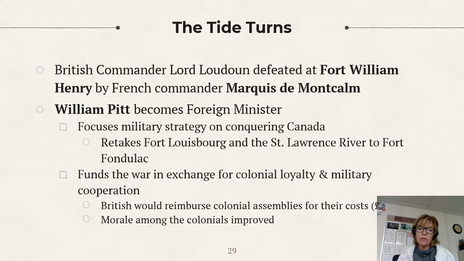He also tells the colonials England will fund the war. You just need to provide the militias to fight the war and aid in your defenses, right? So we need your military loyalty. And so they decide to do that. Morale is lifted, and it's easier to fight the war at that time because now you have militia volunteers that do that.